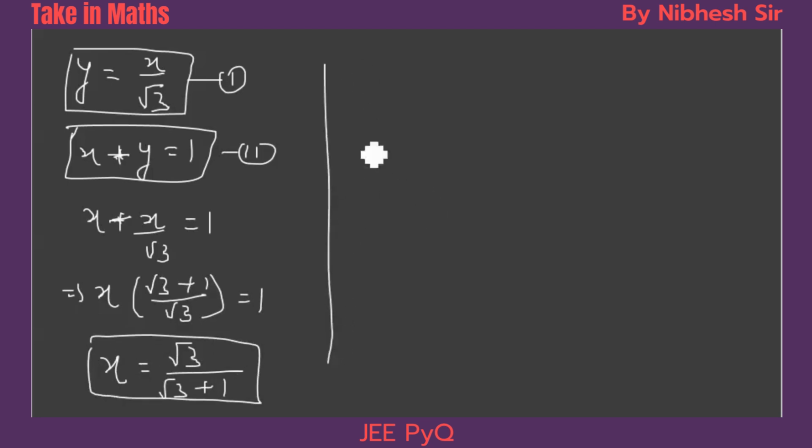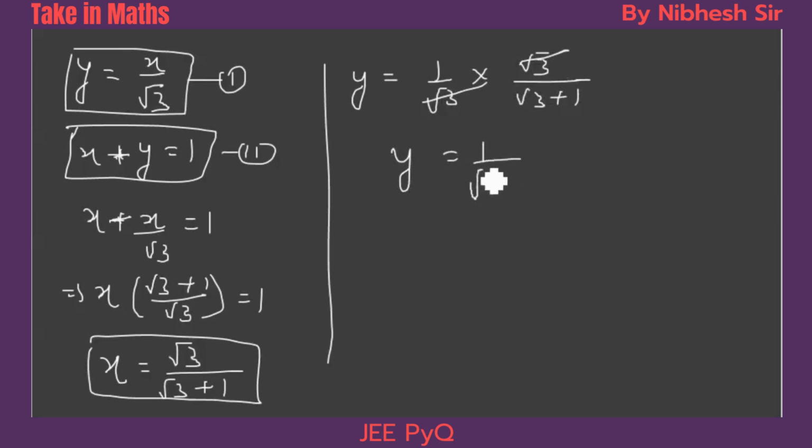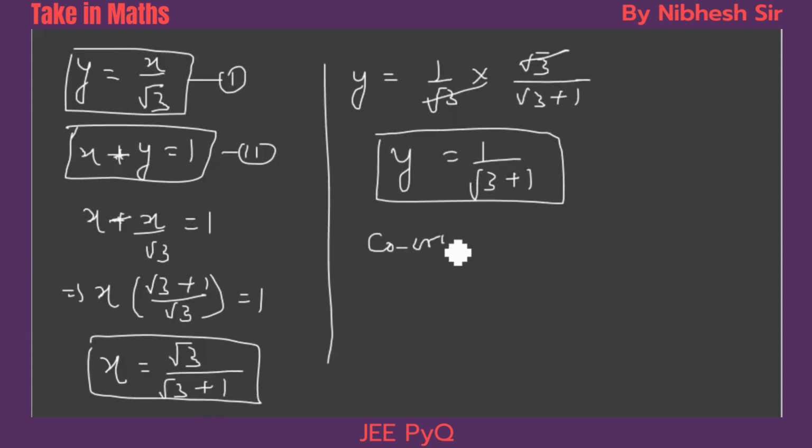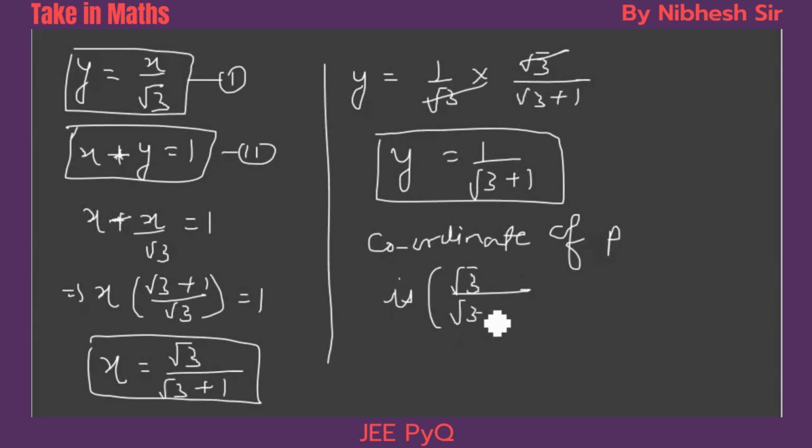Now by putting this, y equals 1 by root 3 into the x value, which is root 3 divided by root 3 plus 1. Root 3 and root 3 get cancelled. So y is 1 by root 3 plus 1, and x is root 3 by root 3 plus 1. So the coordinate of P is root 3 by root 3 plus 1, comma 1 by root 3 plus 1.